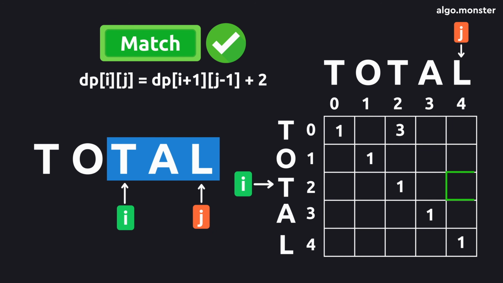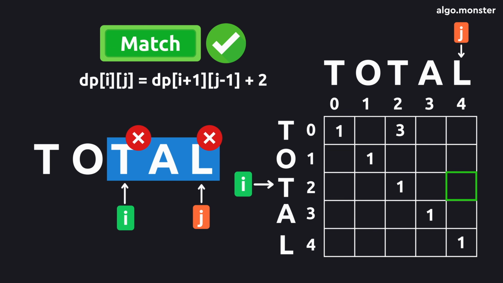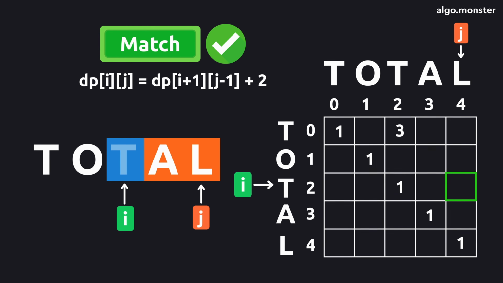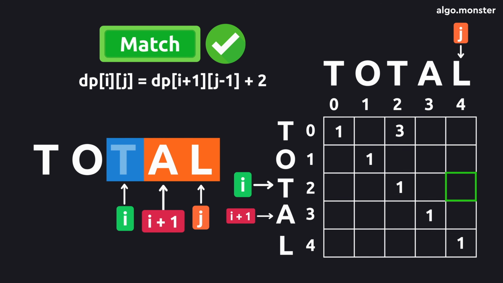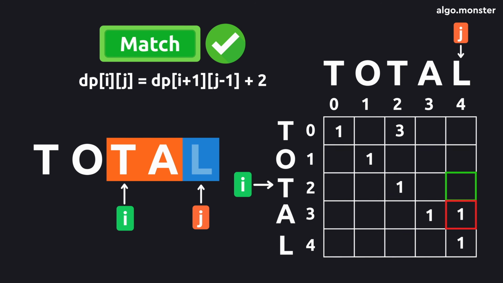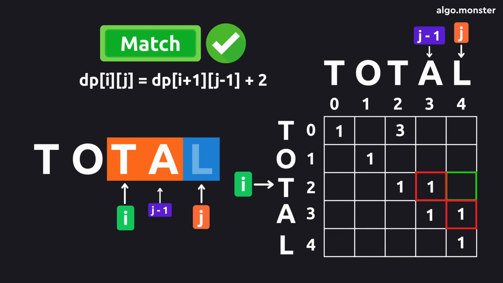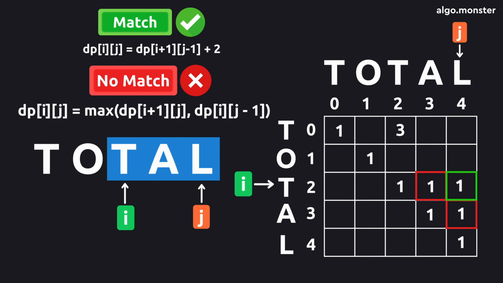But there's the second case, when the outer characters are different. For example, the interval "tal", the outer letters are t and l. Different. They cannot both be part of the palindrome at the same time, so we need to try without one of them. So either we remove the left character and look at the inner interval. Removing the left character means shifting the left boundary to the right, i plus 1, while keeping the right boundary the same, j. That's "al". Or we move the right boundary, j minus 1, and keep the left as is, i. That's "ta". Which of these is better? The maximum one. And that gives us the formula for the case when the outer characters don't match.